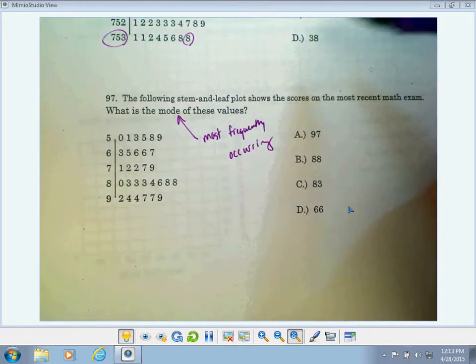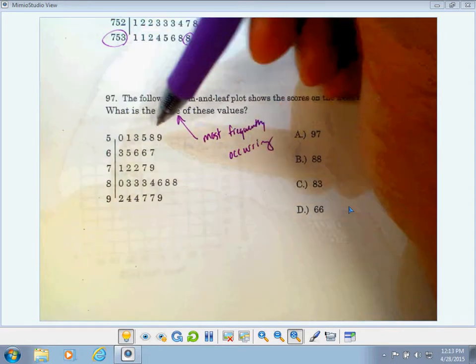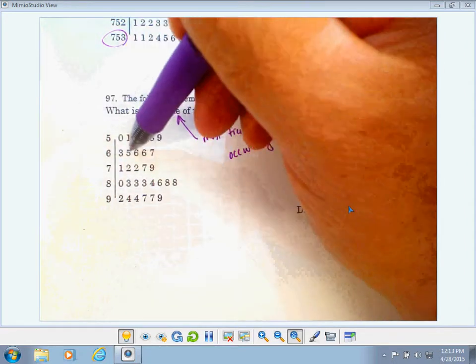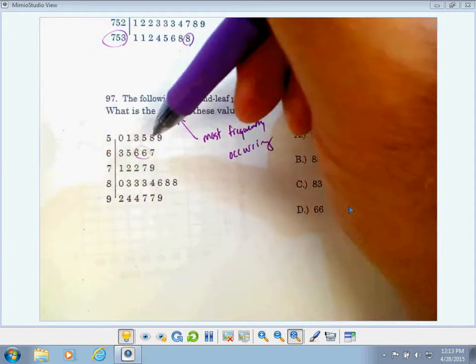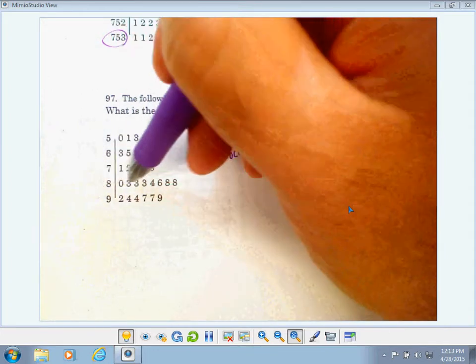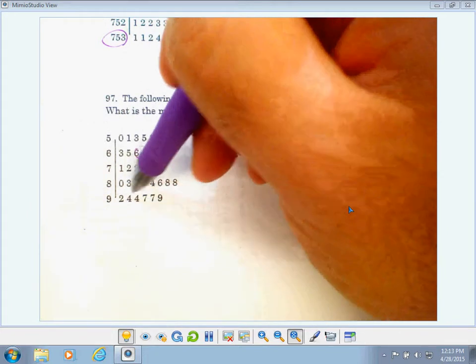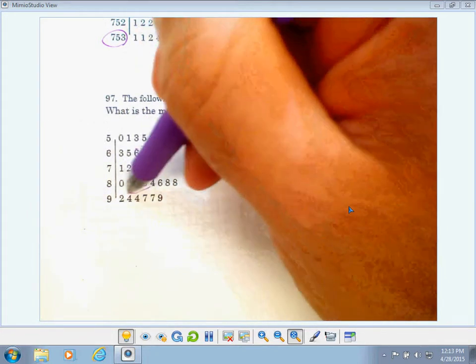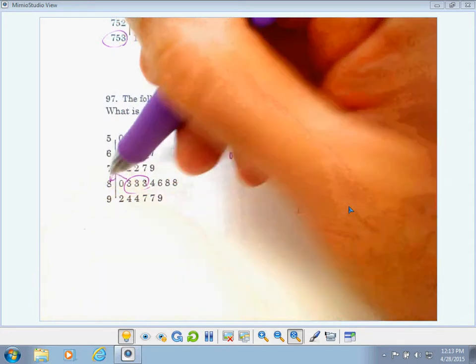So if we look through this, we're looking for a lot of repeats. Like here I see this is 66 twice, 72 twice. It looks like right here I see 3 3s in a row, and that's the only one that shows up 3 times. These 3 3s go with this 8. It's 83.